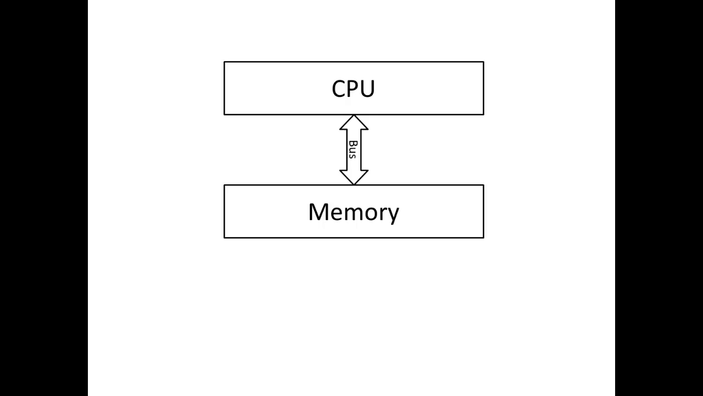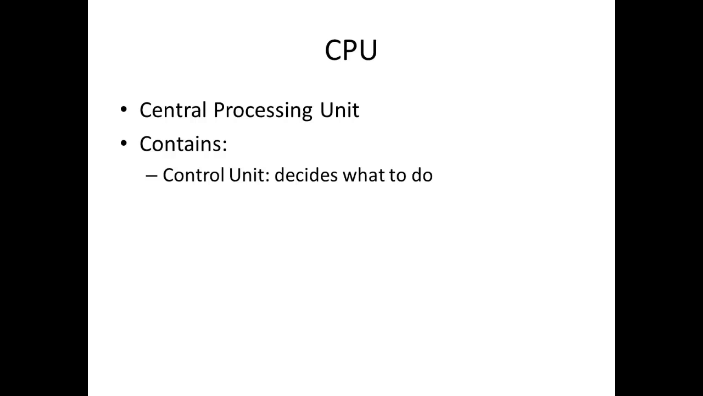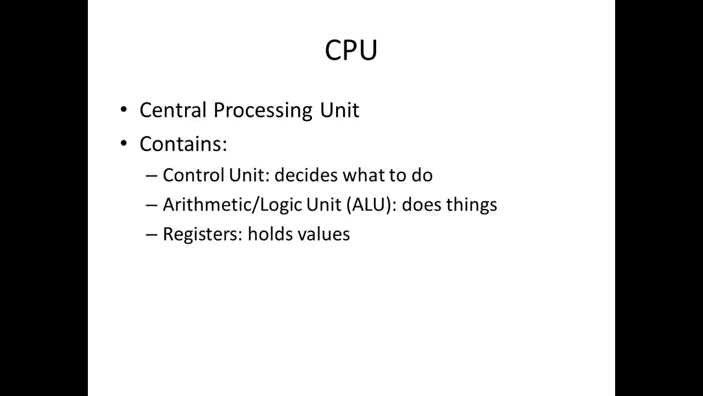Let's dig in a little deeper now to the two boxes in our simplified model. First, let's start with the CPU. As you probably know, CPU is an acronym for Central Processing Unit. It contains three basic components. The control unit, which decides what is done when. It runs the whole show. The arithmetic logic unit, or ALU, which does things like adding two integer values or multiplying two floating point values. And registers. These are locations in the CPU for storing intermediate values.